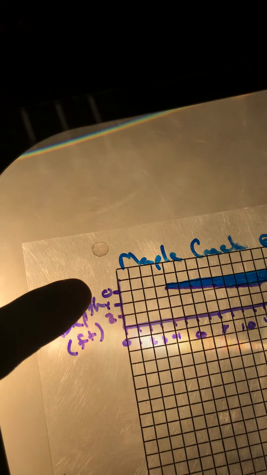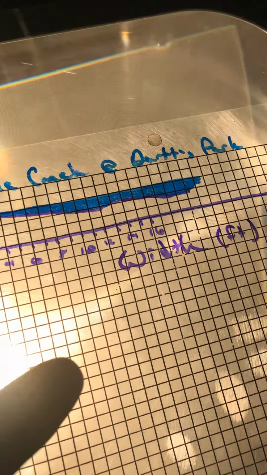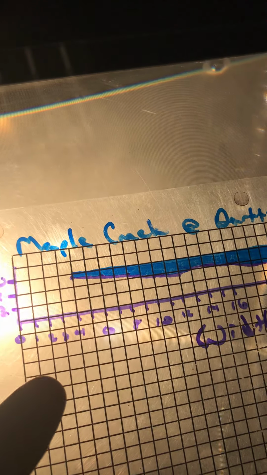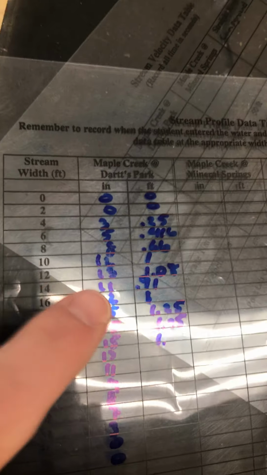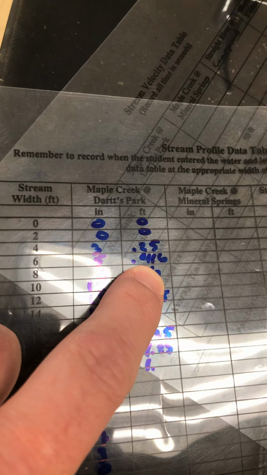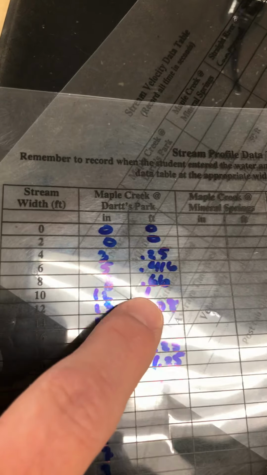On your graph paper, here's depth in feet. I never went below 2 feet for this Maple Creek stretch. And there's my width in feet. So if I go over at 4 feet wide, we went down 0.25 feet deep. And then at 6 feet over, looking at this data here, we were at 0.416. At 8 feet over, we were at 0.66. At 10 feet over, we were at an even foot deep. So you can kind of compare that. At 10 feet over, I went exactly 1 foot down.